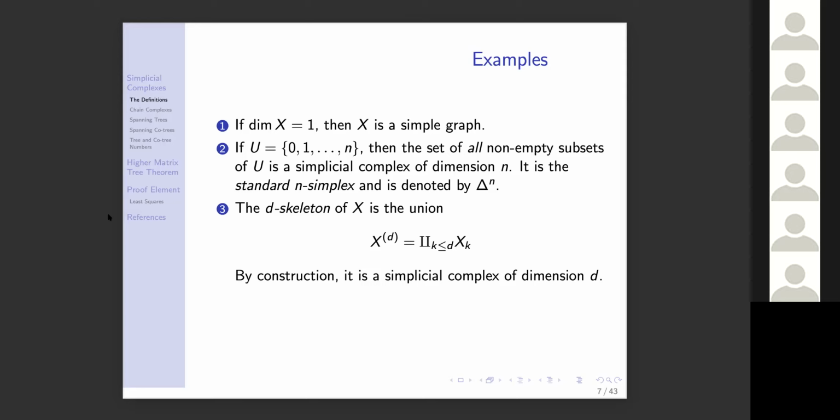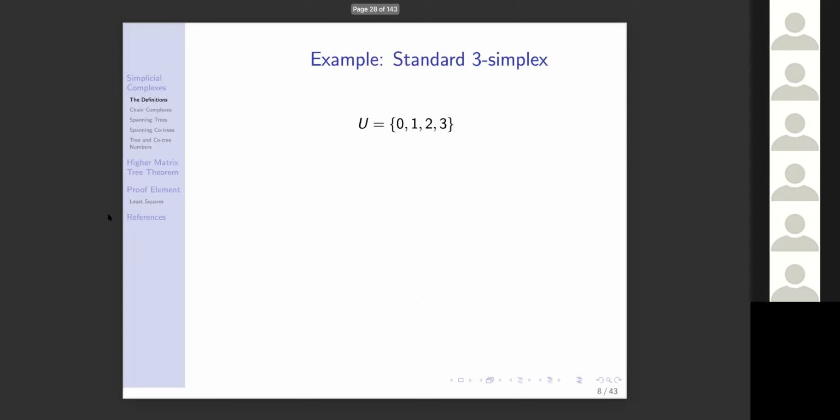And if we take the D skeleton of X, you get a new simplicial complex, but that simplicial complex has dimension D. Okay, so a very important simplicial complex is the n-1 sphere. It's called the simplicial n-1 sphere. It's the n-1 skeleton of the standard n-simplex. So delta n has a single n-simplex, which is all of the universe U in this case. So you throw away that top dimensional simplex and you're left with what is called the simplicial n-1 sphere. And here's a picture.